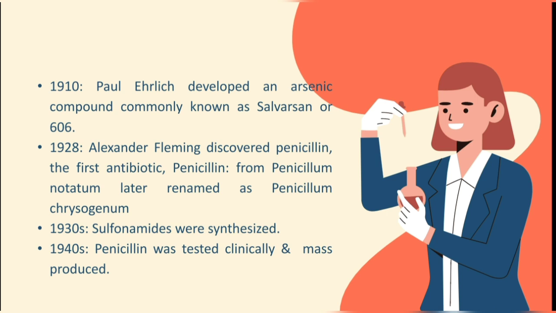Alexander Fleming, a Scottish physician and bacteriologist, almost tossed out some culture plates that had been contaminated by mold. Fortunately, he noticed the curious pattern of growth on the plates. A clear area where bacterial growth had been inhibited encircled the mold. The first antibiotic, penicillin, came from Penicillium notatum, and later it was renamed Penicillium chrysogenum. In the 1930s, sulfonamides were synthesized, and in the 1940s, penicillin was tested clinically and mass-produced.